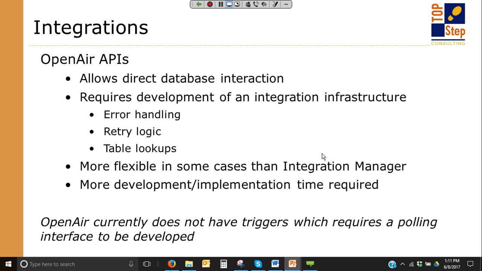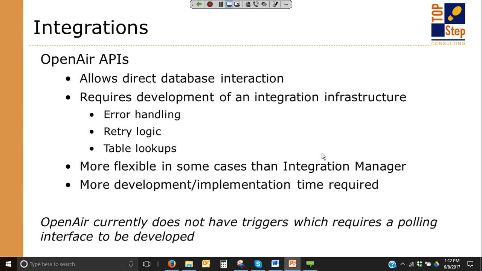And then finally the API. This is sort of the sky's the limit. You get access directly to the database, but of course you're writing the code to actually handle everything. So you're doing the connection, the retry logic, the error handling, the table lookups. So this is a code investment. You have to write the code to do this. And there's SOAP and XML APIs. So it does provide a much higher level of flexibility. You're not boxed in by a vendor solution or by the limited capabilities of Integration Manager.